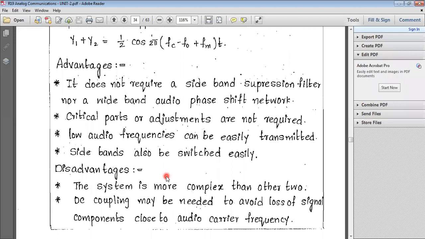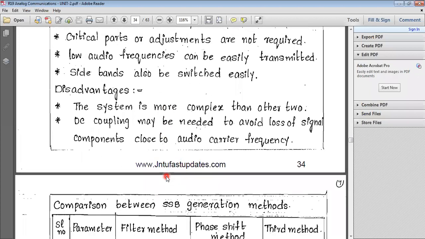And coming to disadvantages, by observing the circuit, it has a number of stages, so therefore the circuit is very, very complex compared to previous techniques.